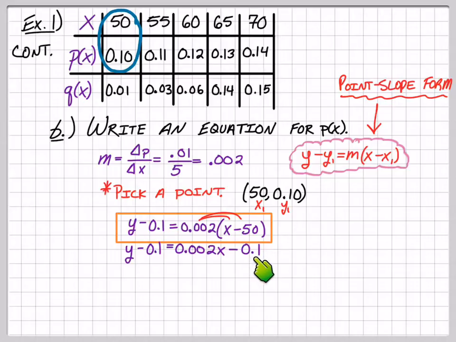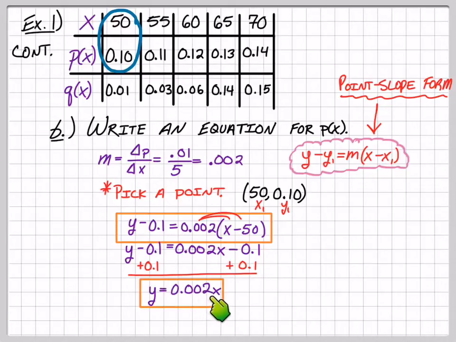Oh, that's going to be nice. Look at that. When you add that 0.1 over, we just get y equals 0.002x. And now this would be in slope-intercept form. You got the slope. Oh, there's no intercept, meaning the intercept should be 0, right?